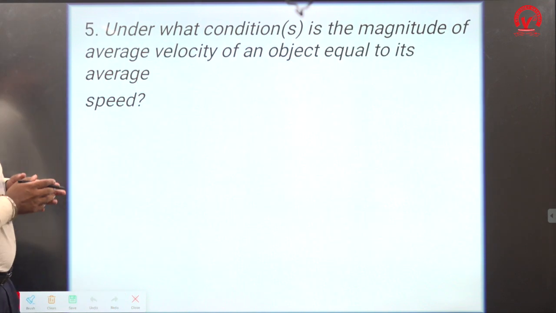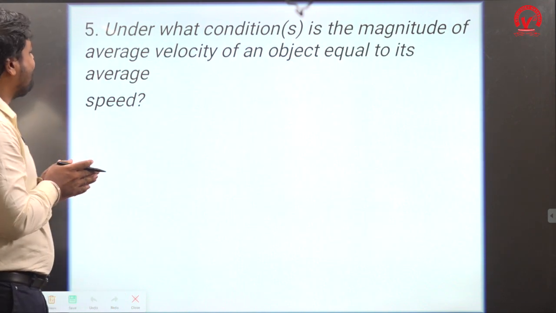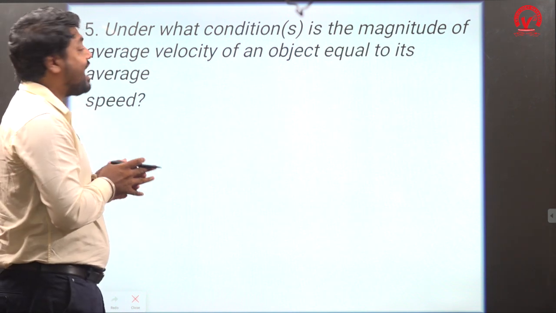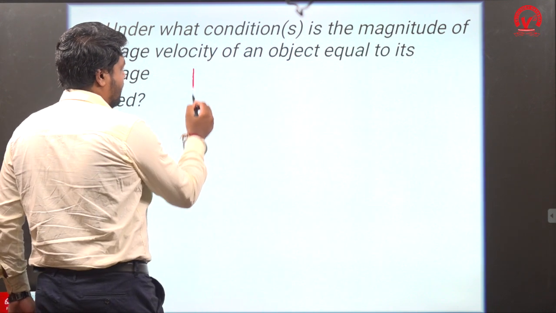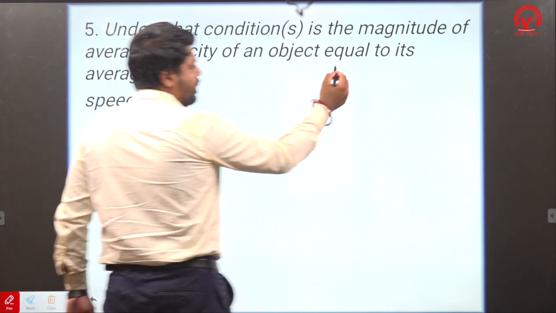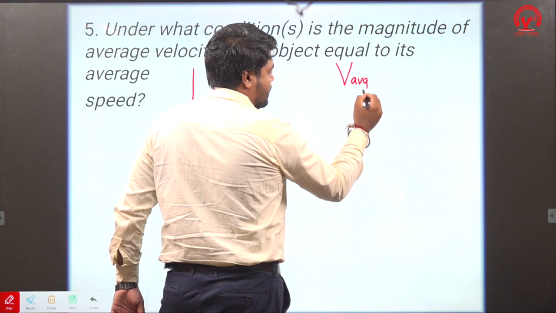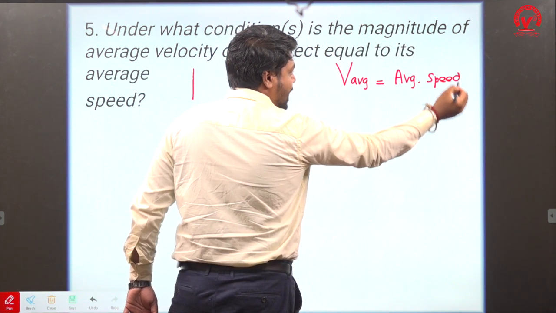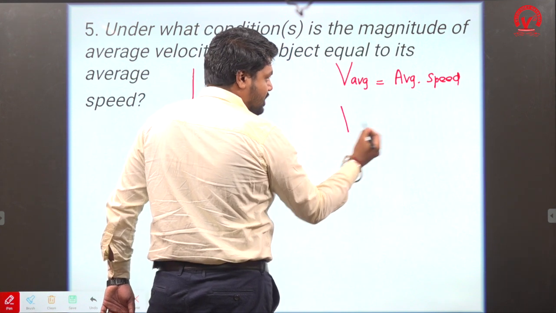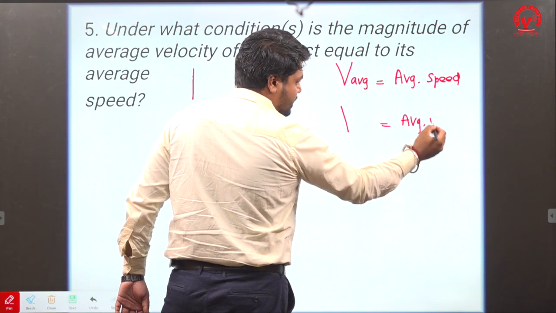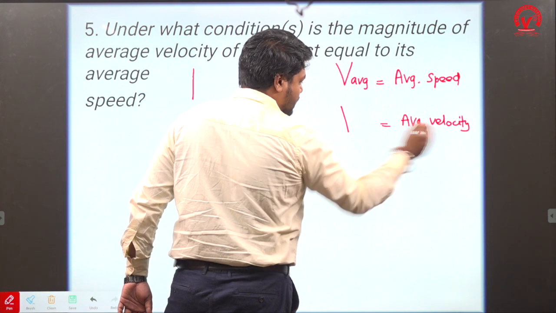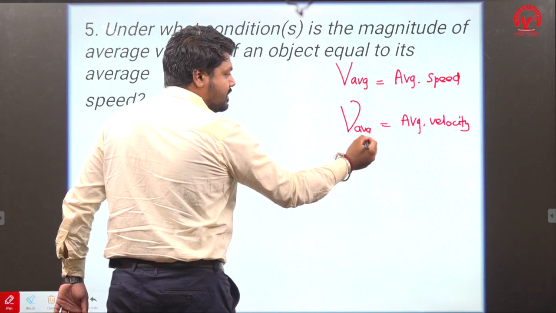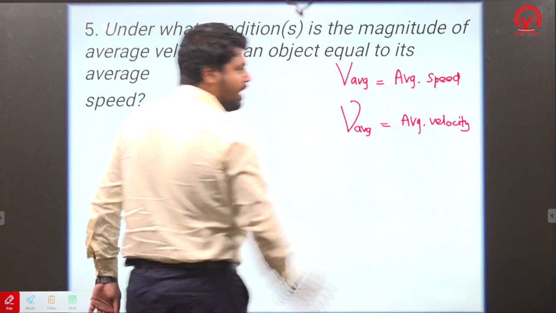Next, under what conditions is the magnitude of average velocity of an object equal to its average speed? So we take V average as average speed. I am going to represent average speed as V average. So what is average velocity then? I am going to represent average velocity as V with a curved mode. V with a curve means average velocity. Straight V means average speed.